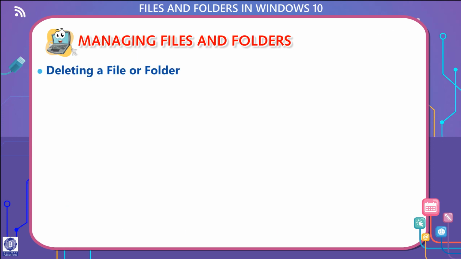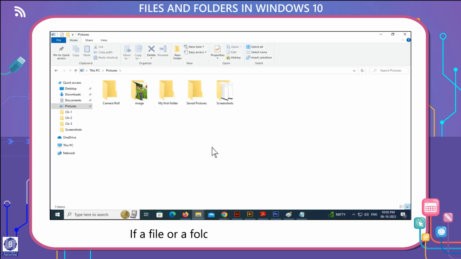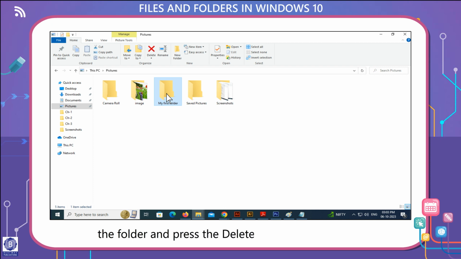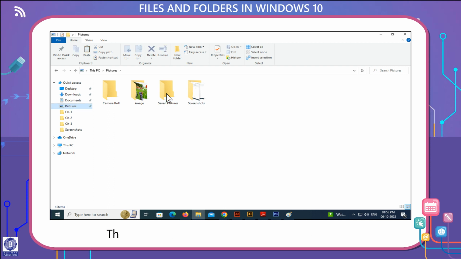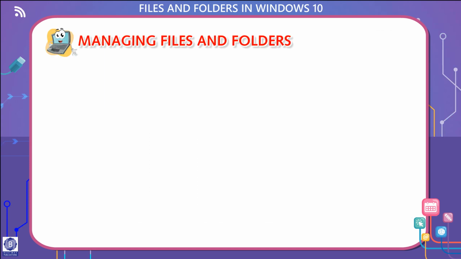Deleting a file or folder. If a file or a folder is no longer required, you can delete it from your computer. To delete a file or folder, simply select the file or the folder and press the Delete key on the keyboard. The file or the folder is moved to the Recycle Bin.